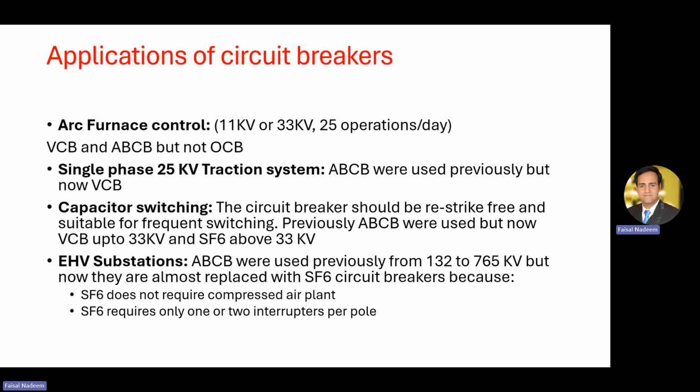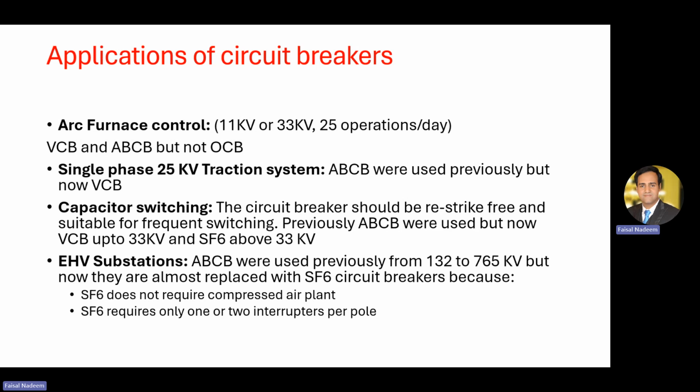For example, if we take the example of arc furnace control, then arc furnaces are usually rated around 11 kV to 33 kV. Most of the arc furnace controls are in this range of voltages, and they have a number of operations per day. They have to switch on and off again and again. Usually they have 25 operations per day, so they have a high frequency of switching on and off.